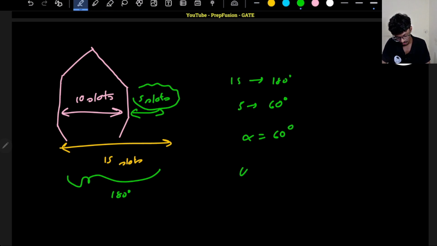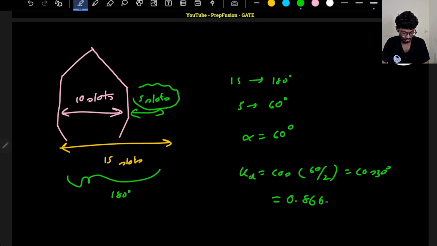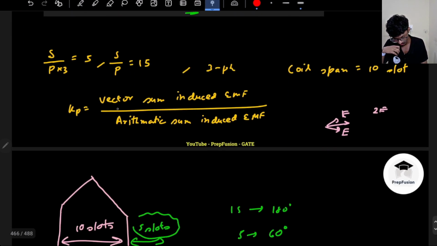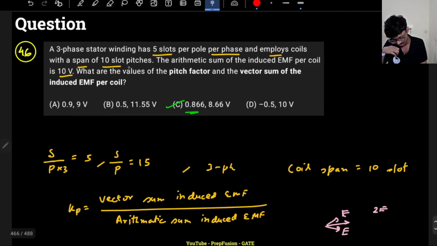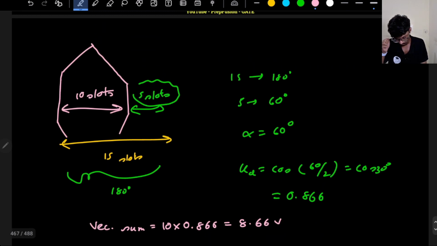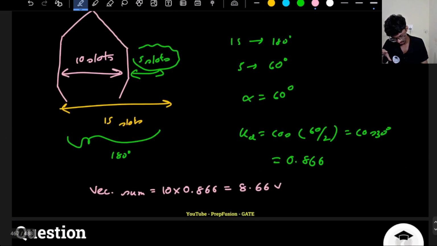So what will be my distribution factor KD? Cos of alpha divided by 2, so cos of 60 divided by 2, which is cos of 30, which is 0.866. So your distribution factor is 0.866. That is present in option C. Also, they are asking for the vector sum. Vector sum will be the arithmetic sum into the factor. The arithmetic sum is given as 10, so the vector sum will be 10 into 0.866, which is 8.66 volts. So option C will be the answer.